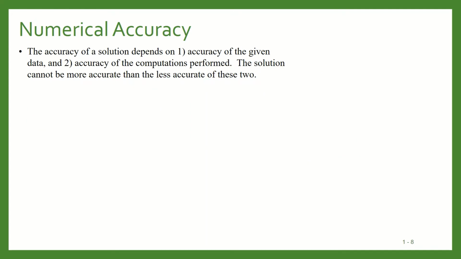Now next is the numerical accuracy. The accuracy of a solution depends on 2 points. First one is the accuracy of the given data. So if the data which is given to you is not accurate, then your solution will also not be that accurate. Okay, so you need to make sure that whatever data you are having should be accurate.